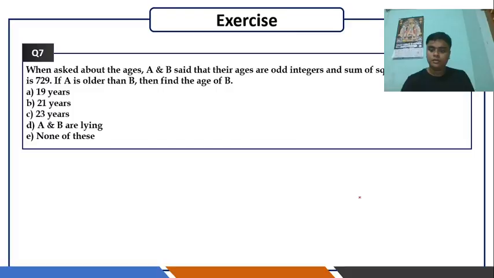So choose the answer that you think is right for this question. I'll wait for 1 more minute and then I'll start up with the solution. So I'll just explain what is there in the question. When asked about the ages, A and B said that their ages are odd integers and sum of squares of their ages. Sum of squares of their ages.